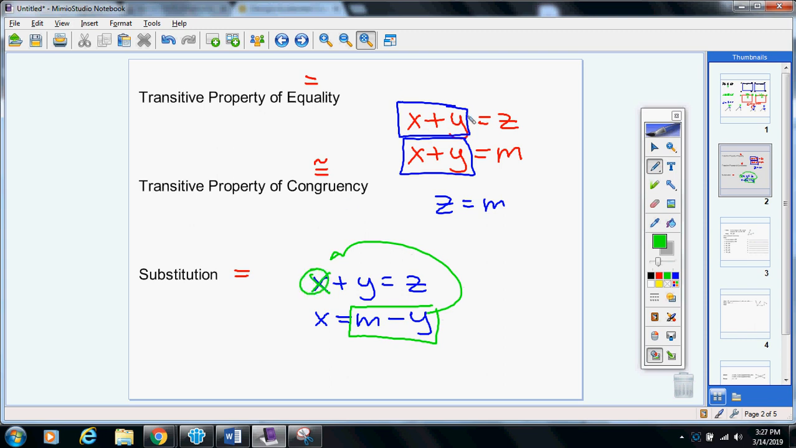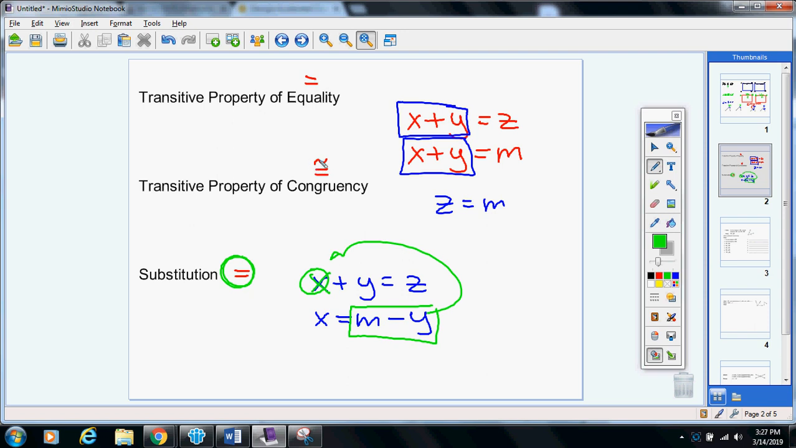So again, transitive is when you can replace an entire side of an equal sign. It doesn't have to be the same side. It could be the left or the right. But substitution is when you're going to replace pieces. But again, substitution is only when there's an equal sign used. Transitive property is when either of them are used.